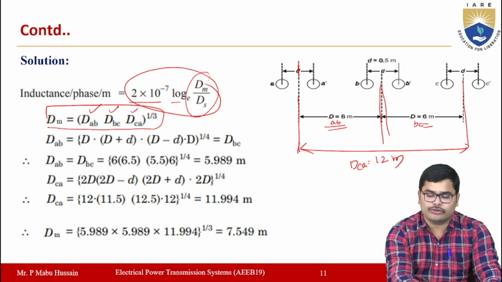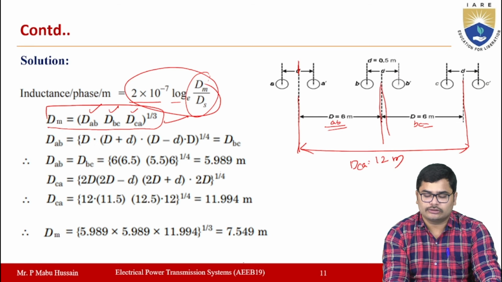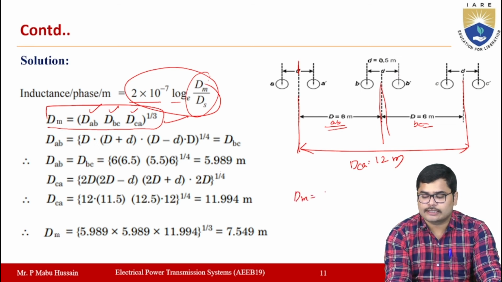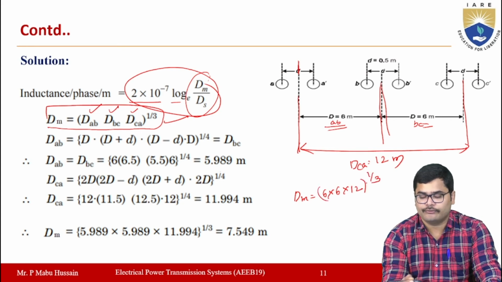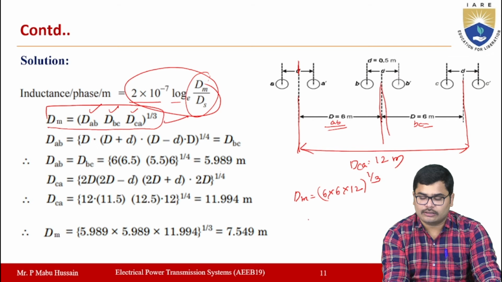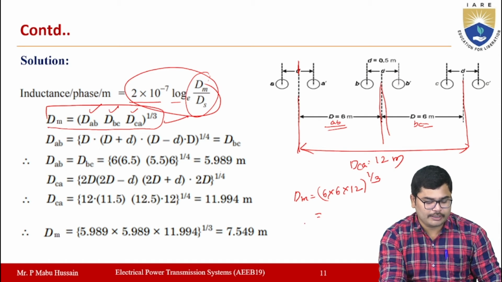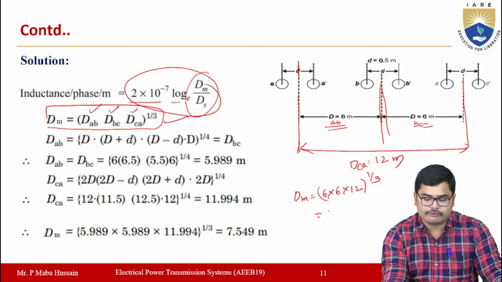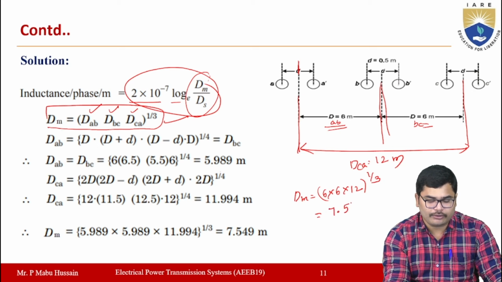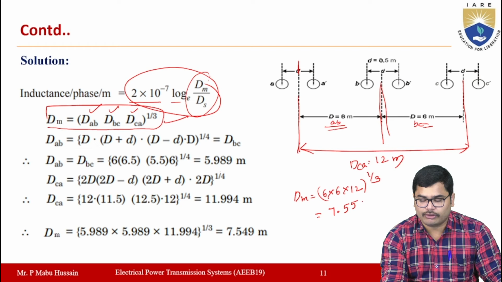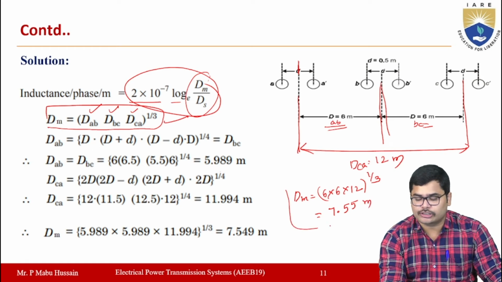Okay, so just simply substitute all the values in this expression. So Dm is equal to (6 into 6 into 12) whole to the power of 1 by 3. Okay, so then what is the value you are getting here? Once you calculate it, this value will be 7.55 meters. Okay, this is one procedure.